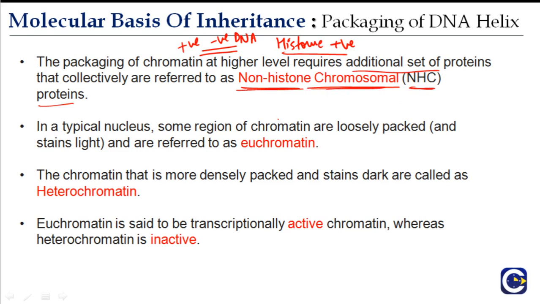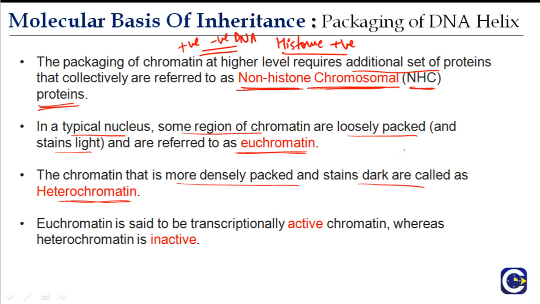Okay, so there are histone proteins and there are non-histone proteins. They are non-histone chromosomal proteins because they help in the packaging of DNA. So there is another set of proteins. In a typical nucleus, some regions of chromatin are loosely packed and they stain light and are referred to as euchromatin. And the chromatin that is more densely packed and stains dark is called heterochromatin.